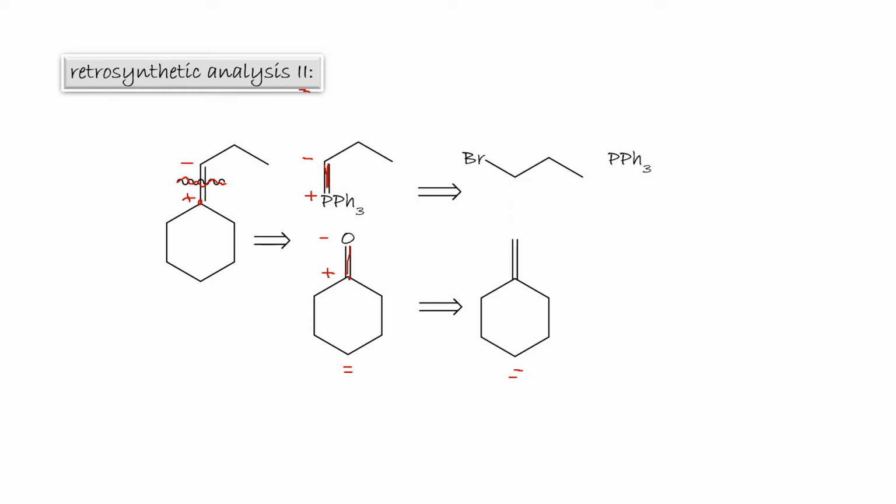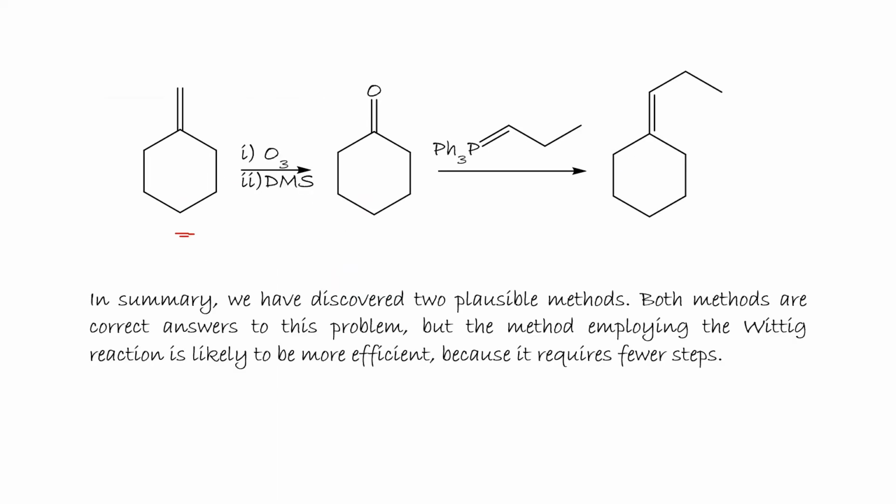This is convergent method. The phosphonium or the phosphine unit we can obtain from alkyl bromide, triphenylphosphine, followed by treatment with base like n-butyl lithium. So starting with this alkene, ozonolysis followed by dimethyl sulfide treatment will give you the cyclohexanone, react with the ylide to give the target molecule.